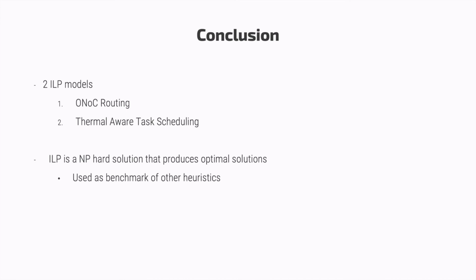In conclusion, two models were developed, one for routing and the second for thermal-aware task scheduling. These two solutions minimize communication contention and maintain thermal reliability of the optical network on chip. However, ILP is an NP-hard solution and does not scale well when tasks grow exponentially. Hence, to further the work done, the model can be used as a benchmark of other heuristics since ILP produces optimal solutions. Thank you.